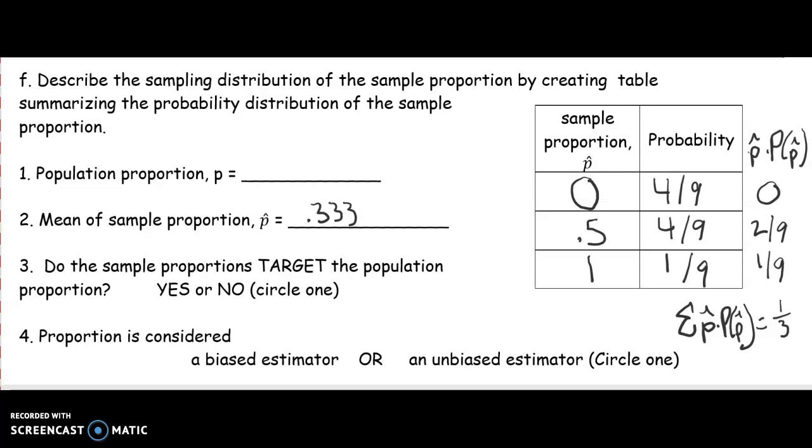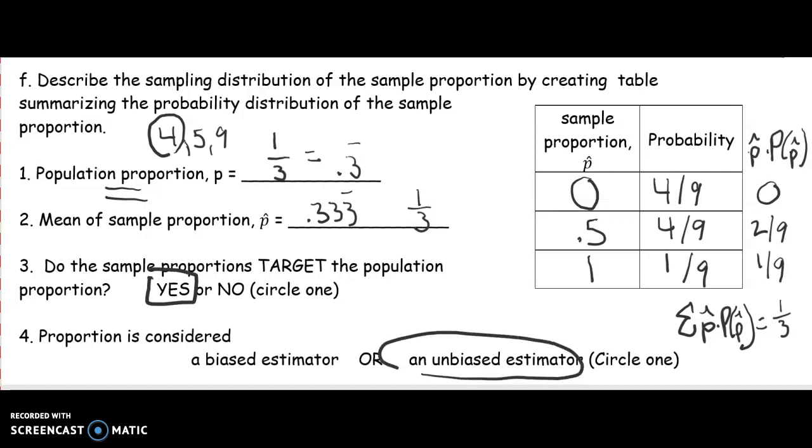Now, to find the population proportion in this case, we're going to take 4, 5, and 9 is our population. That's 3 items, so our denominator is going to be 3. Our numerator would be 1, because there is 1 even out of the 3. Now, our exact answer for the sample was also 1/3. They're both 0.3 repeated. So these are equal. Because the sample proportions target the population proportion, meaning one is equal to the other, we can say that we have an unbiased estimator here.